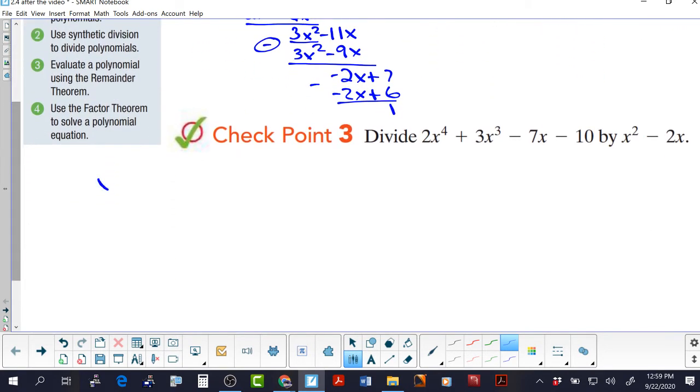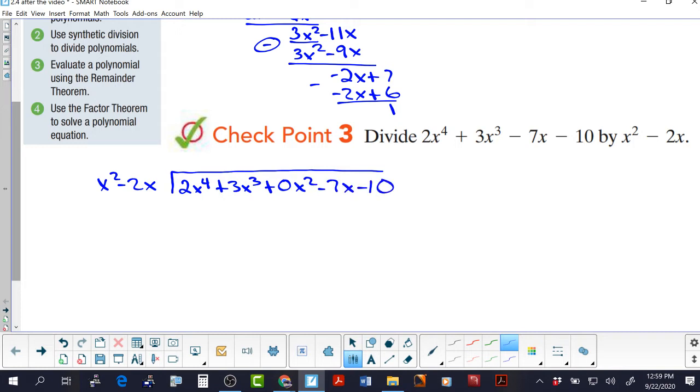Divide. So we have x squared minus 2x, and we're dividing that into 2x to the fourth plus 3x to the third plus 0x squared minus 7x minus 10. So we have all the powers accounted for, 4, 3, 2, 1, and then 0, or the constant at the end. So we're going to multiply by 2x squared to get 2x to the fourth, and then minus 4x to the third. And we always subtract. So 3 minus negative 4 is 7. We'll bring down the 0x squared, so we need plus 7x.